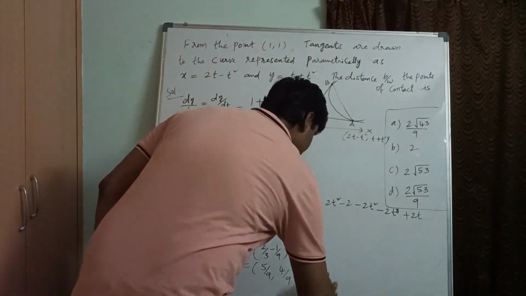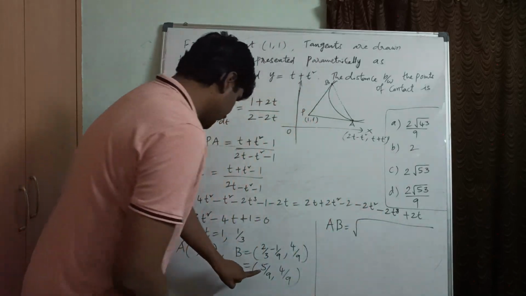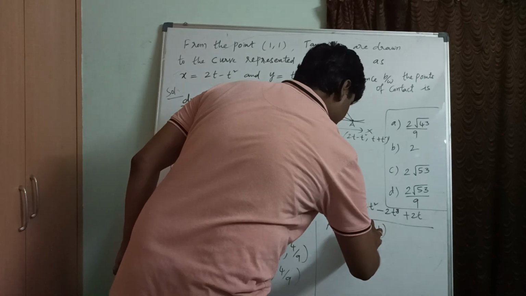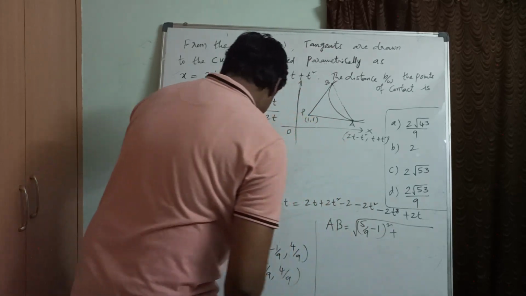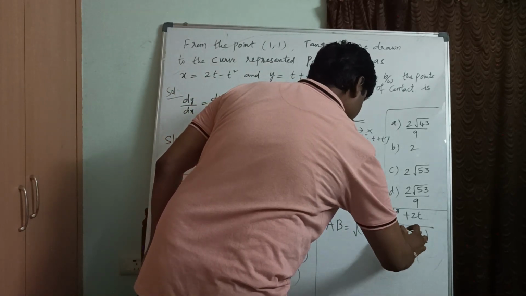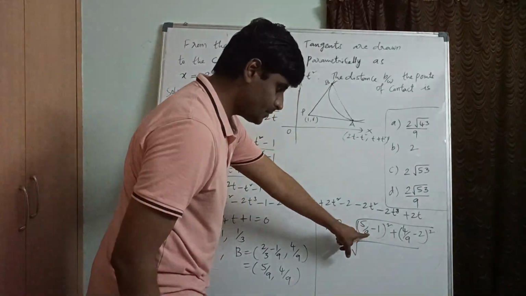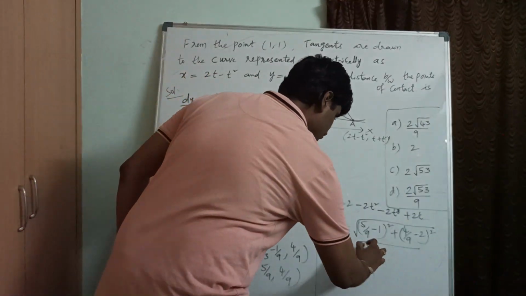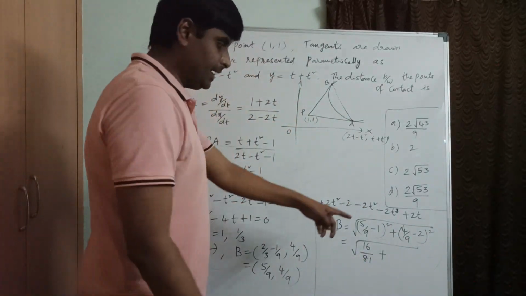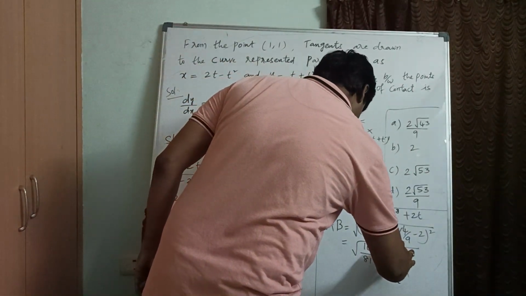Let us find distance between A and B now. AB, root of (x2 minus x1) whole square. (5/9 minus 1) whole square. Okay. So now (4/9 minus 2) whole square. Okay. So now here 5 minus 9. What will you get? Minus 4. 16/25. 16/81 here. Now here also 9 × 2 is 18. 4 minus 18. 14. 14 square. So 196 will get. Correct?